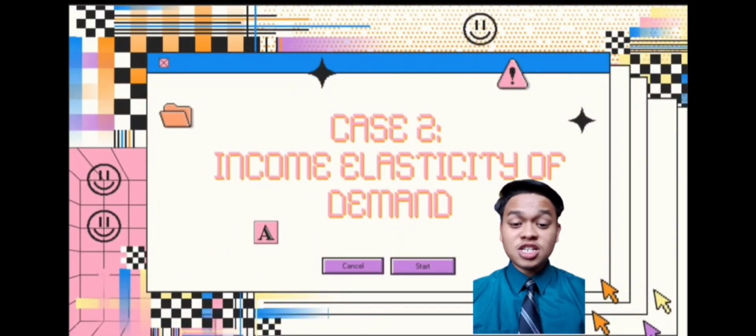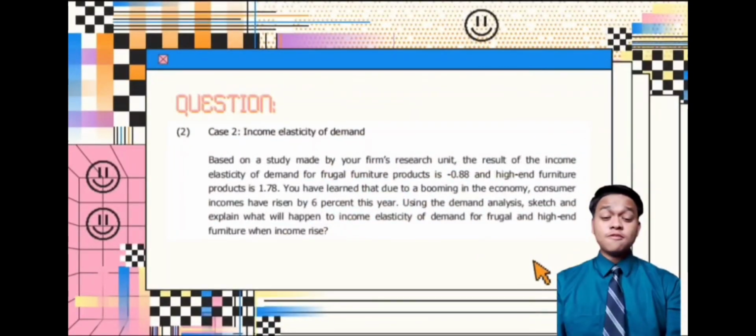So, I will talk about case 2 about income elasticity of demand. The question for this case is, based on the study made by your firm's research unit, the income elasticity of demand for frugal furniture products is negative 0.88 and for high-end furniture products is 1.78.